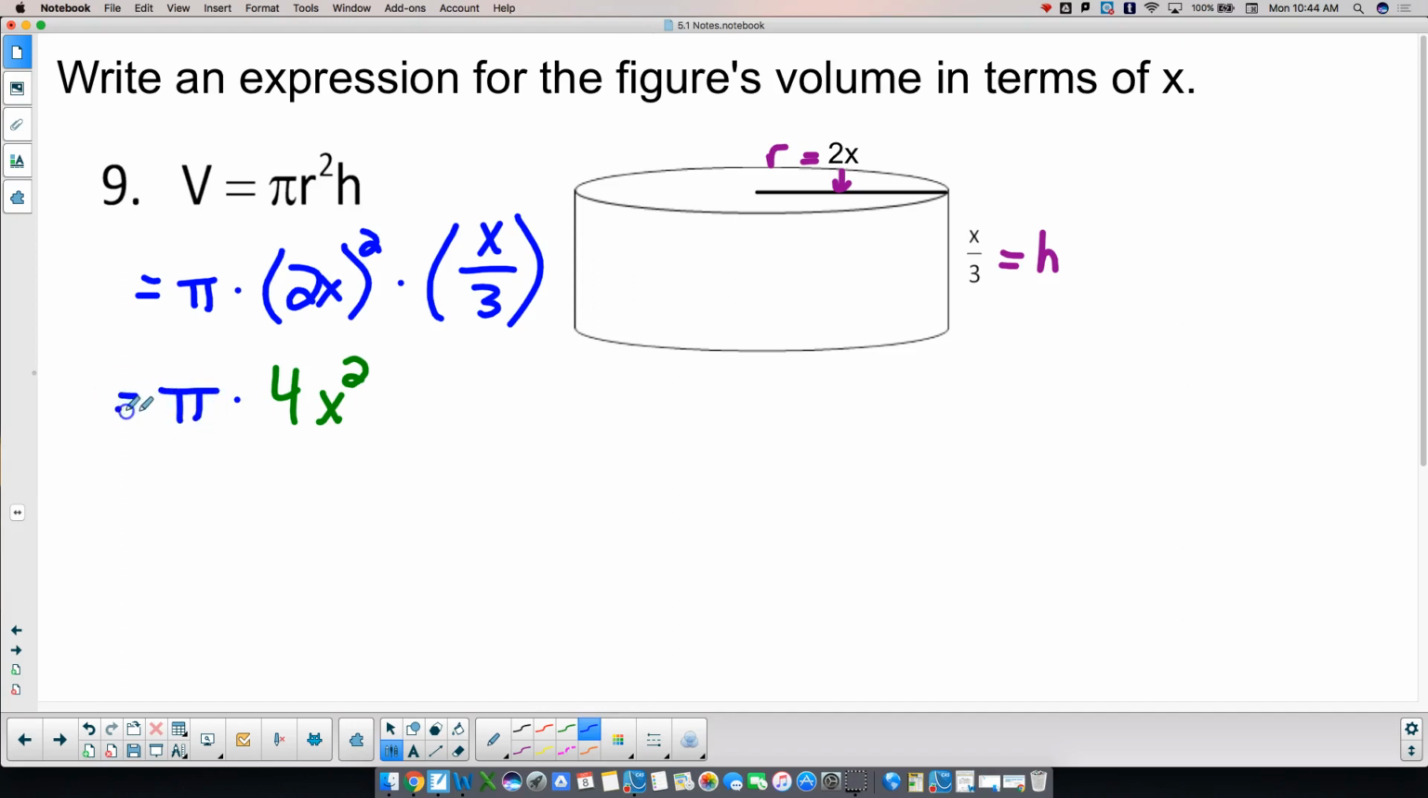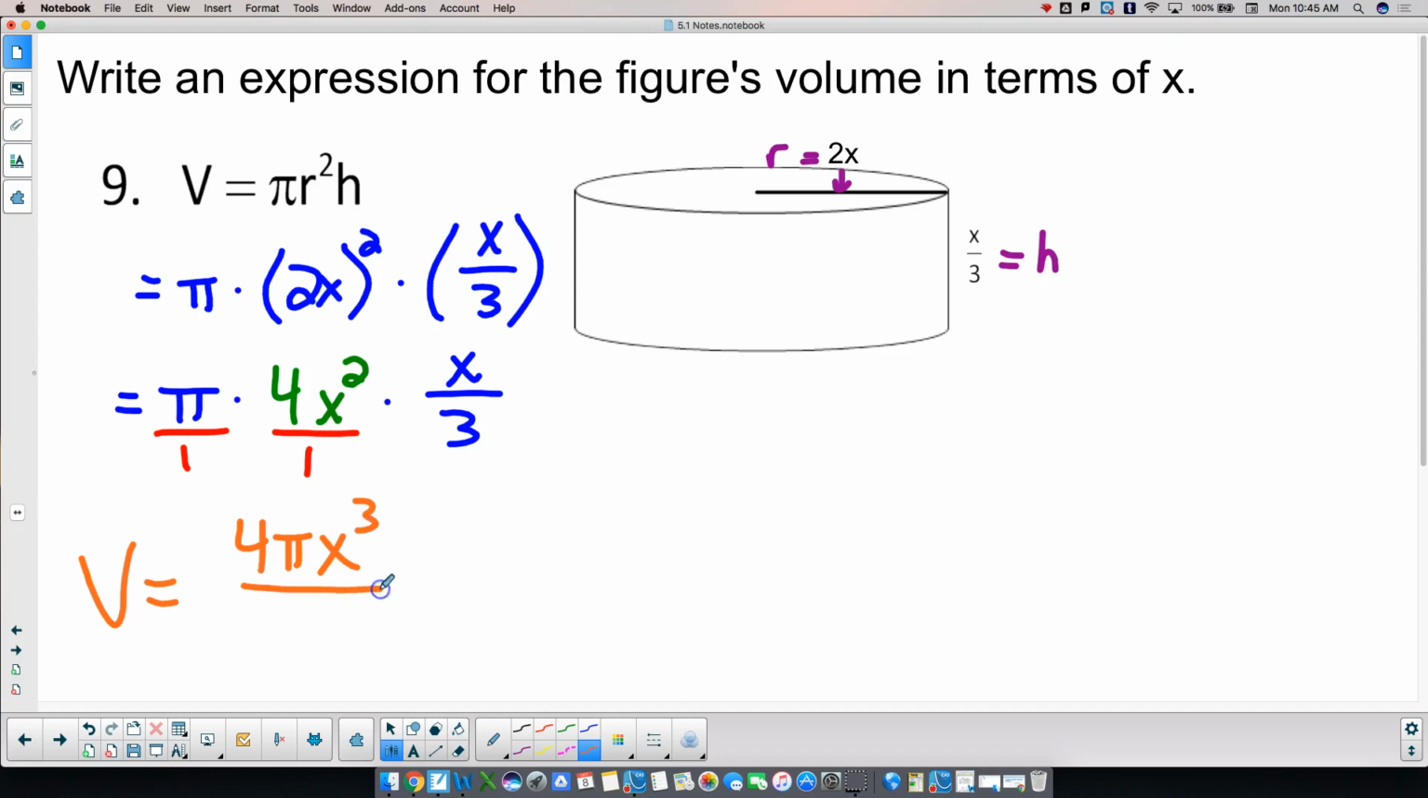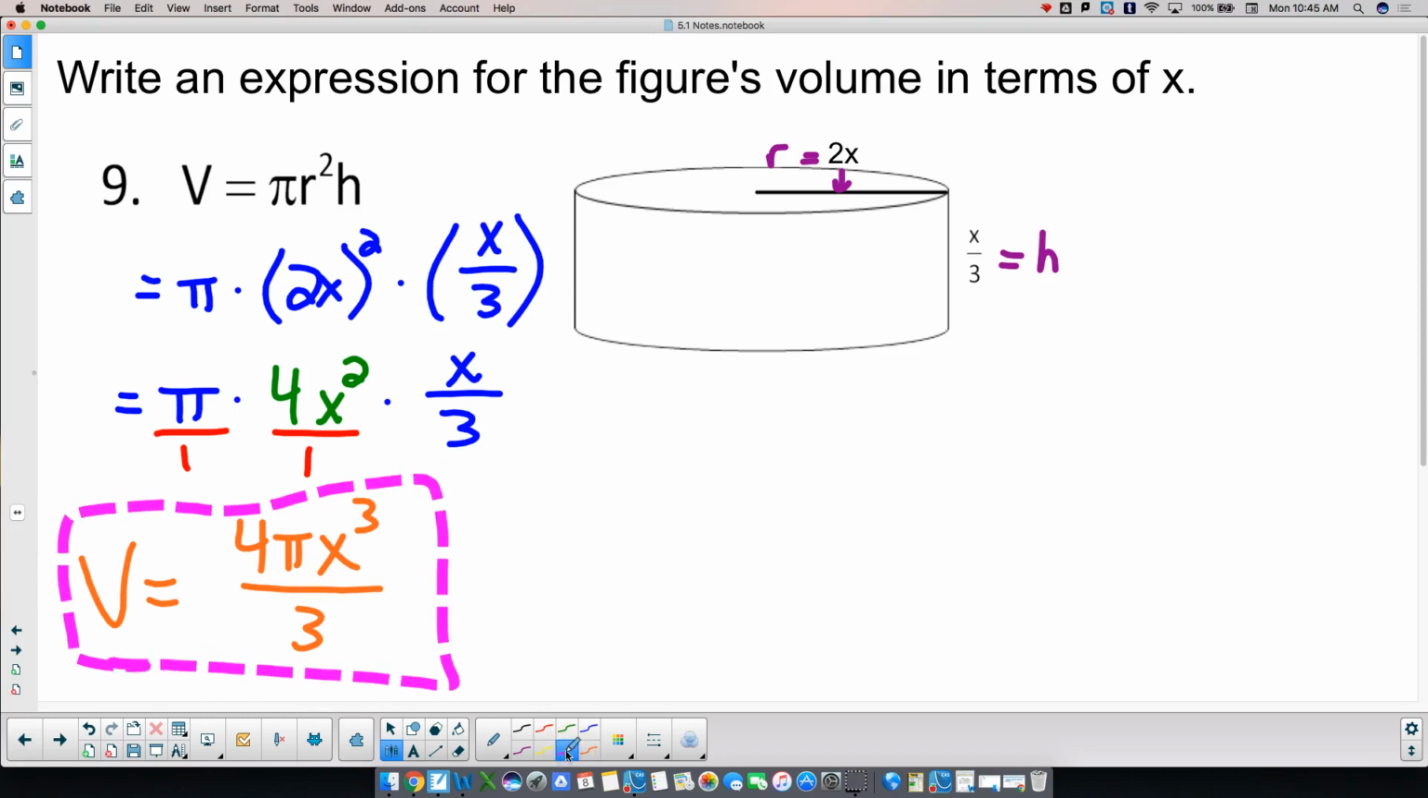We still have to multiply it by pi, and we still have to multiply it by x over 3. So in my brain, I'm thinking about all of these as over 1. And when I multiply fractions, remember I multiply all the tops together. So that would give me a volume here of 4 pi times x cubed. And then I would multiply all my denominators together. 1 times 1 times 3 is 3. And that is an expression for the figure's volume in terms of x. 4 pi x cubed divided by 3.